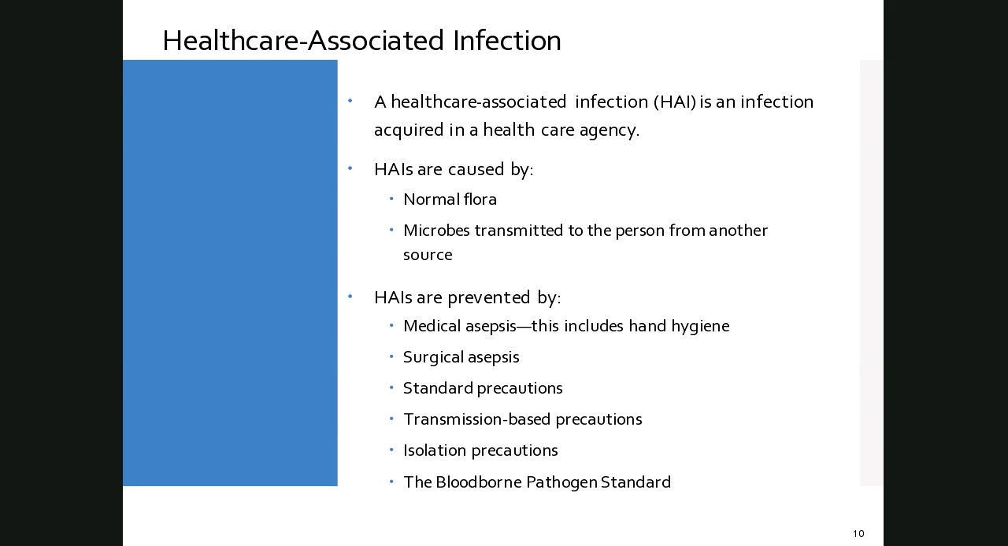So these HAIs are caused by normal flora and microbes that are then transmitted to the person from another source. Look at it this way. A Foley catheter, they're the biggest HAIs there are, the Foley catheters. A nurse puts in the Foley catheter. Something happens, maybe the tip touched something that was not cleaned properly or shouldn't have been touched at all, and then they insert it. Well, then the normal flora is now where it's not supposed to be, and it grows and multiplies and causes an infection. Okay, but there's ways that we can prevent this.